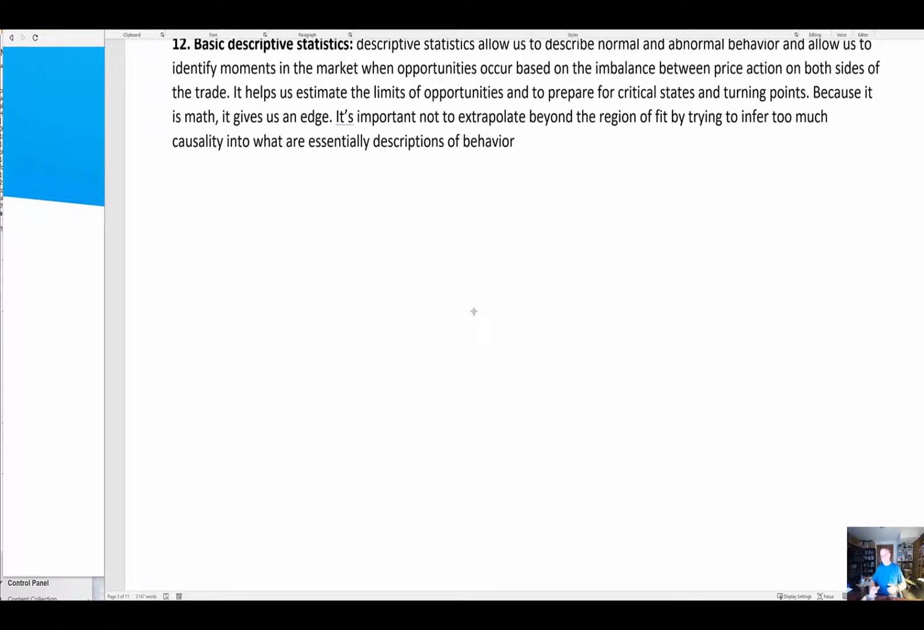So we're going to continue with the 37 strategies discussions. Number 12, basic descriptive statistics. Descriptive statistics allow us to describe normal and abnormal behavior. It allows us to identify moments in the market. You could think of these as critical states.